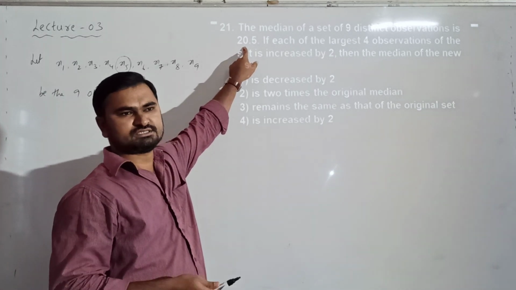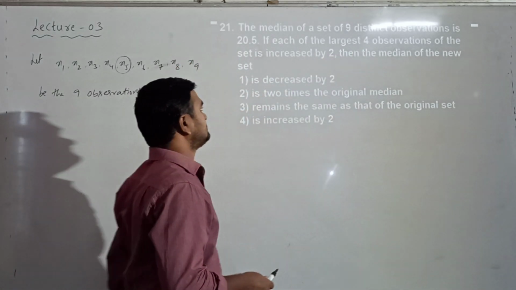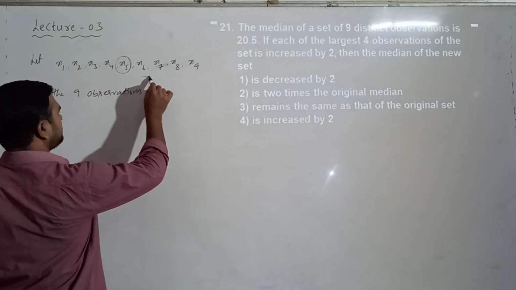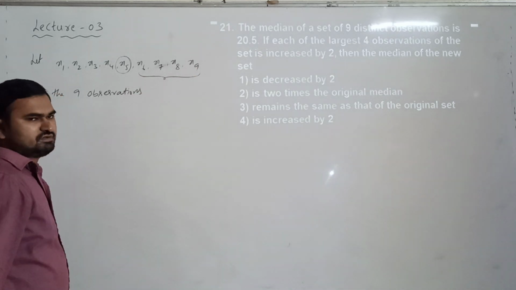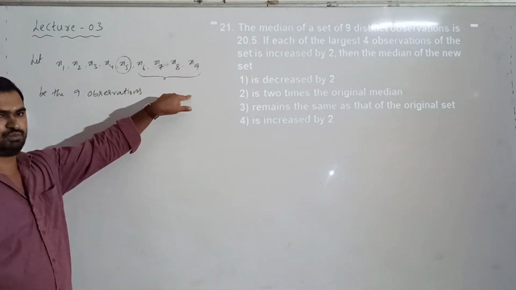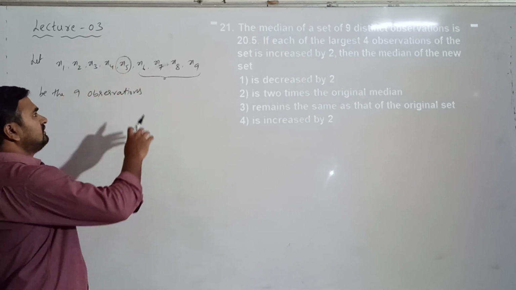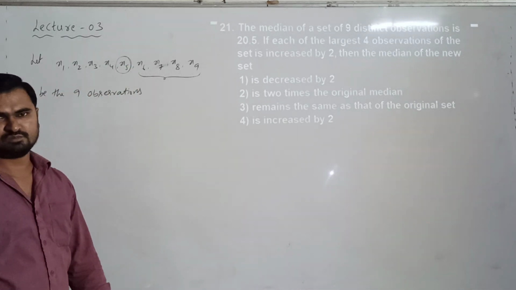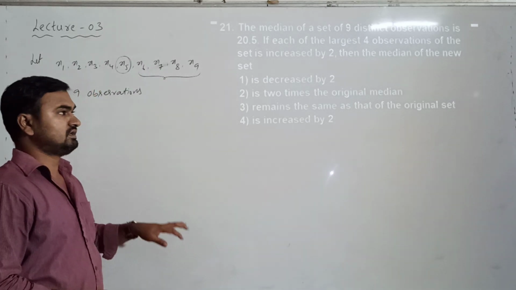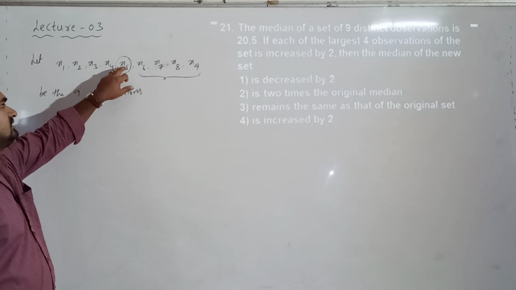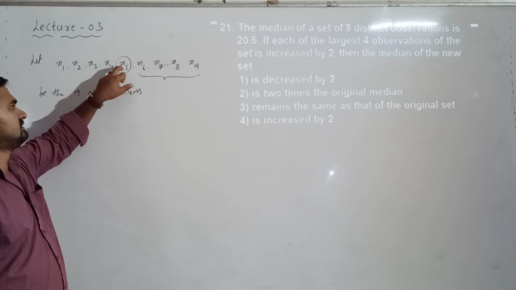Now what will happen to this median if each of the largest 4 observations is increased by 2? If each of these last 4 items is increased by 2, what will happen to the median? Clearly, will the position of X5 change? Median and mode are positional averages. So even if these 4 are increased by 2 or any number, will it affect the X5 value?